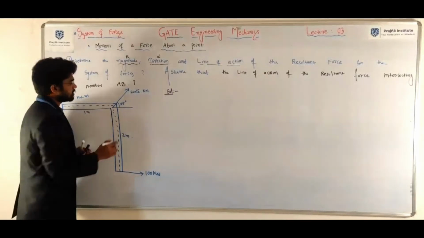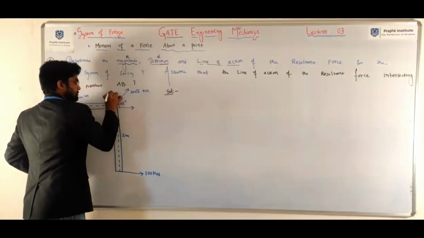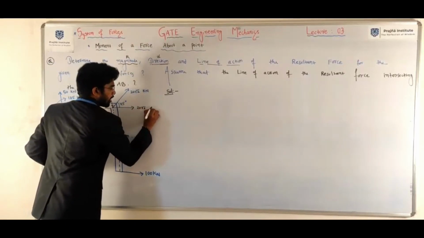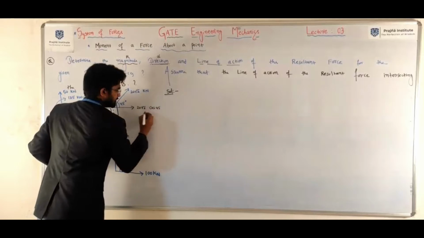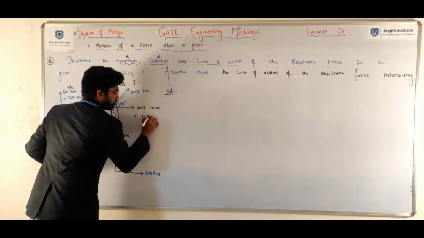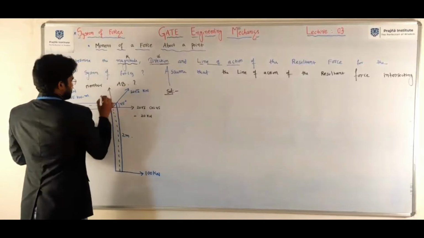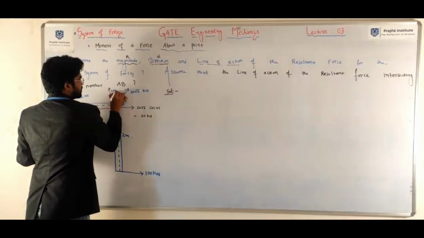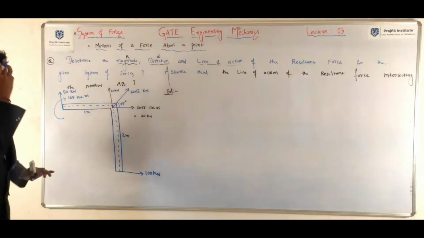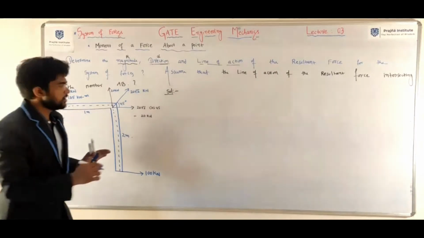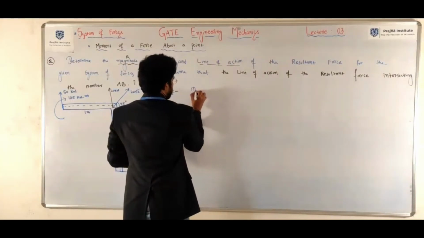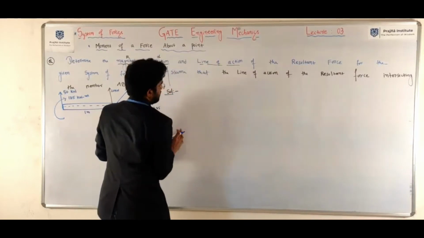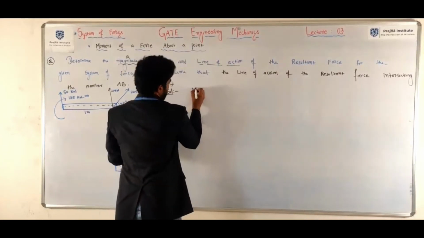Now, first thing is what? We need to resolve the force. What will we get? Tell me. 20√2 cos 45 is nothing but 20 kilonewton. Here also the same thing. You will get 20 kilonewton in the upward direction. Okay. First resolve the forces. Then determine first the magnitude.